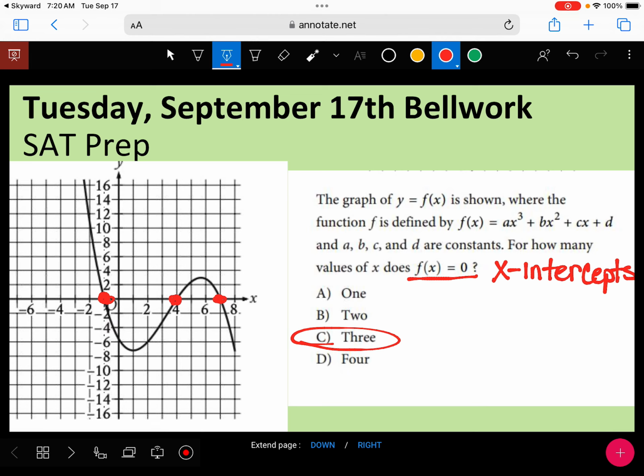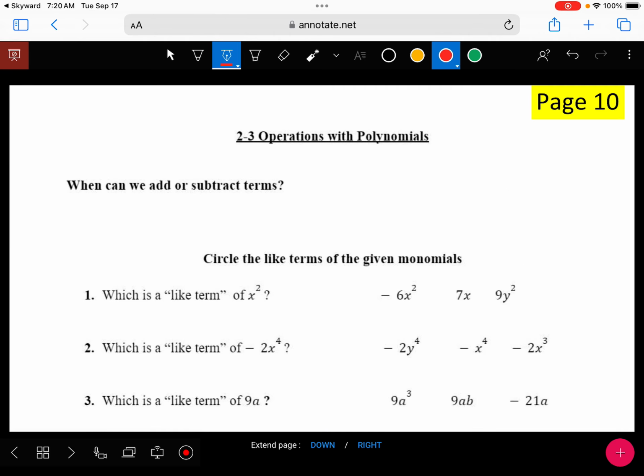We're skipping a little bit in our notes. We're going to go to page 10. This should be a little bit of a review because we're just adding and subtracting. So 2.3, when can we add or subtract terms? That is when they are like terms.